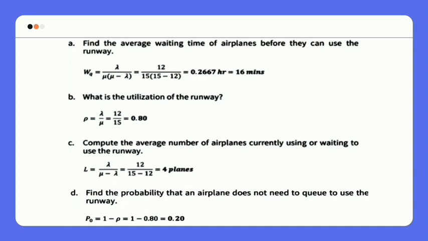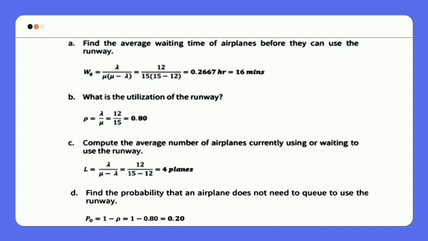Next question, to compute the average number of airplanes currently using or waiting to use the runway, the formula is L equals lambda over mu minus lambda. Our lambda is 12, while our mu is 15. 12 over 15 minus 12 is equal to 4 planes. So, 4 planes are currently using or waiting to use the runway.